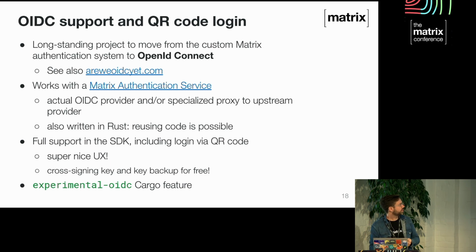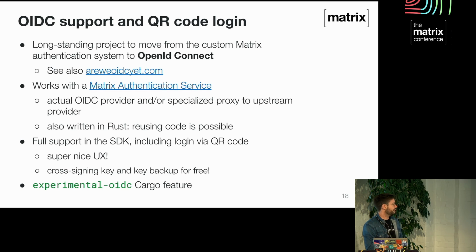You heard about OIDC support, and this was a long-standing project to move from the custom authentication system to OpenID Connect. You have more details at areweoidcyet.com. It requires an additional service to run alongside your Synapse server or Matrix homeserver. It defers the actual OIDC work to an actual OIDC provider, and it's specialized for Matrix settings as well. The service itself is written in Rust, so it had in particular a Rust client, which was very convenient for us to reuse in the Rust SDK itself.